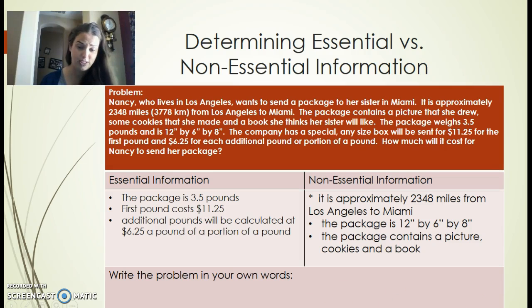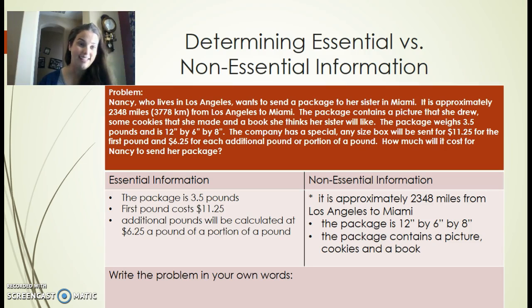My non-essential information was that I didn't really need to know how close it was or how far away Miami was from Los Angeles. The size of the package did not matter in this instance, so that goes in non-essential. And the package contents of the picture, cookies, and book, I didn't need to know about that. That was just added information that I didn't really need to know.